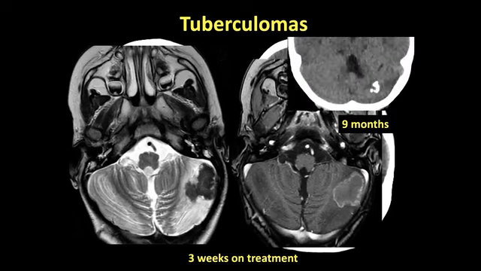And this resolved with calcification after 9 months on treatment. Just to say that tuberculomas can occur either with or without TB meningitis, and they are much more common than TB abscesses. So you are more likely to see them than you ever will see a TB abscess.